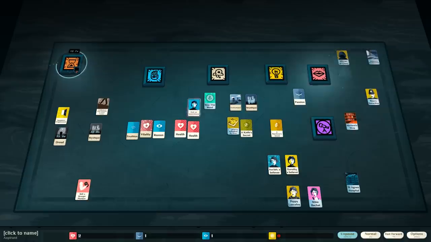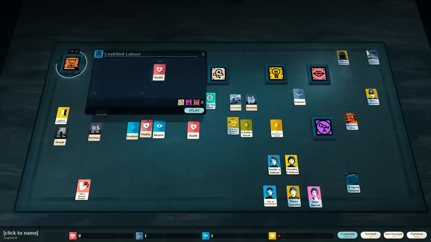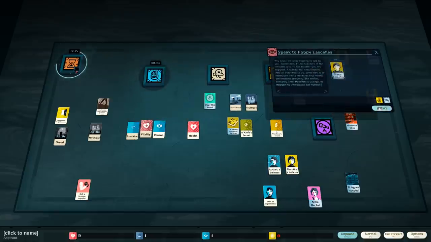An acquaintance, come with me. There we go. We are recruiting more people into my cult. But as you can see, money is an issue. So this is why I'm going to go and talk to popular selves. My dear, I've been wanting to talk to you. Sometimes I fund scholars of the invisible arts. I'd like to offer you my support, a substantial contribution.